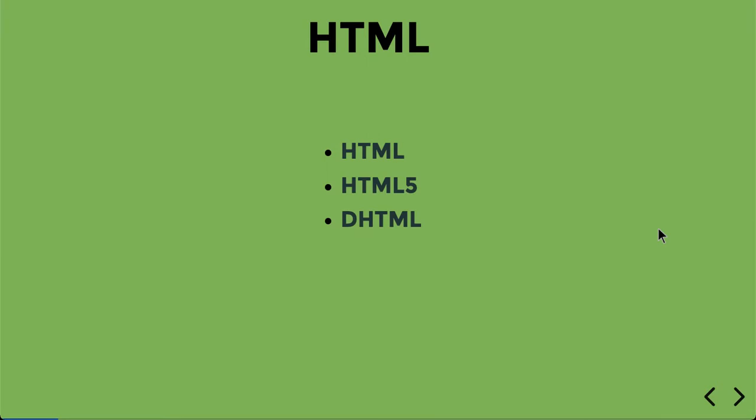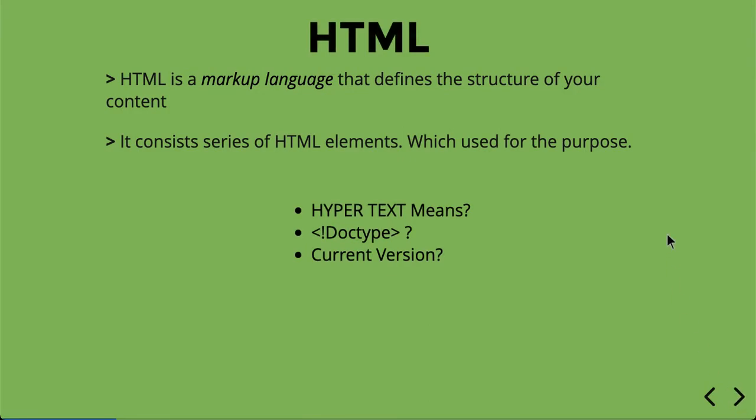So first of all, HTML. What is HTML? HTML is basically used to structure the document by using elements and tags. So let's go on to HTML first. As you can see in the theory, HTML is a markup language that defines the structure of your content. It consists of a series of HTML elements which are used for that purpose.